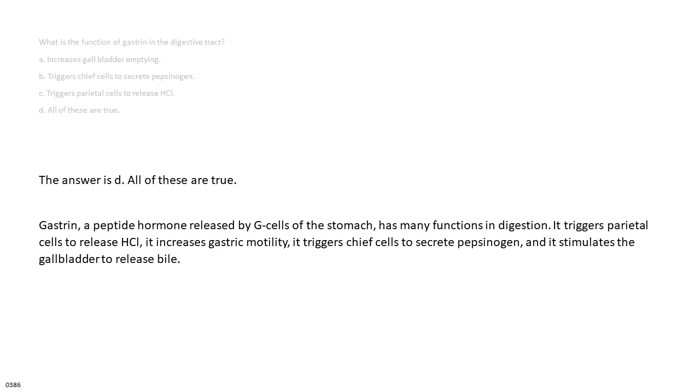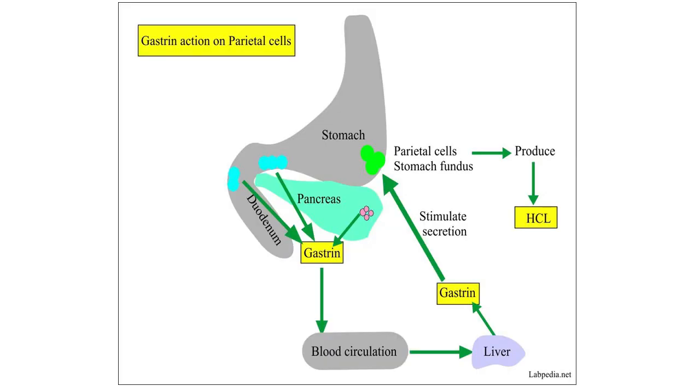Gastrin, a peptide hormone released by G cells of the stomach, has many functions in digestion. It triggers parietal cells to release HCl, it increases gastric motility, it triggers chief cells to secrete pepsinogen, and it stimulates the gallbladder to release bile.